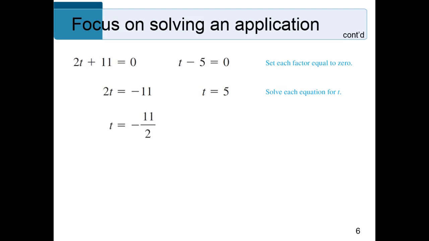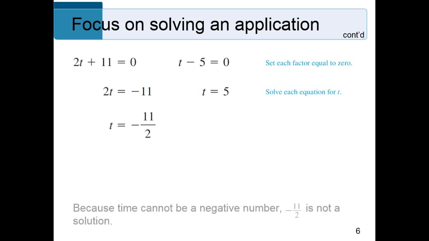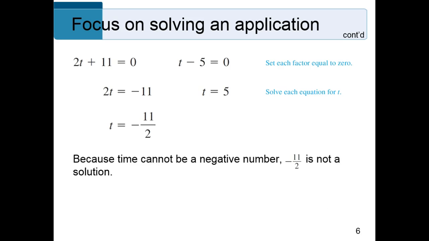And when you divide that one by 2, negative 11 halves, because time cannot be a negative number, negative 11 halves is not a solution. Not realistic, not physically possible to have a negative time. So the t equal 5 is your one and only one solution. Make sense? All right, good deal.